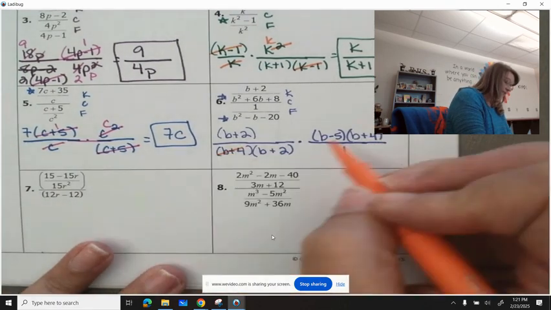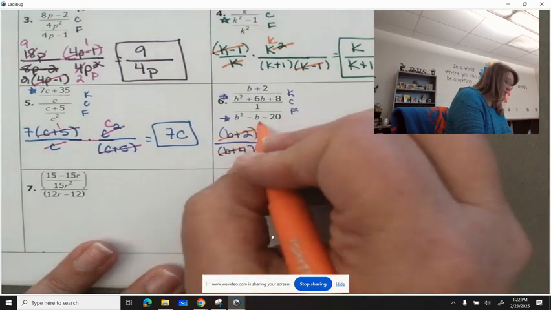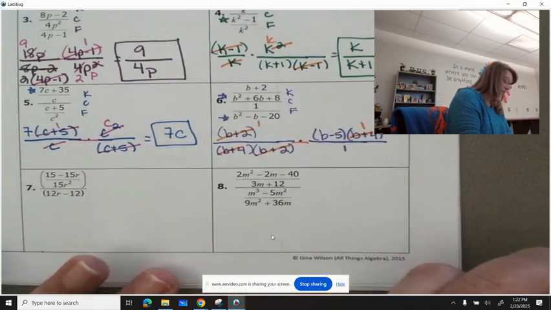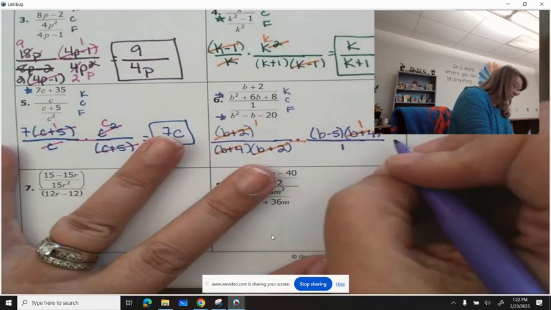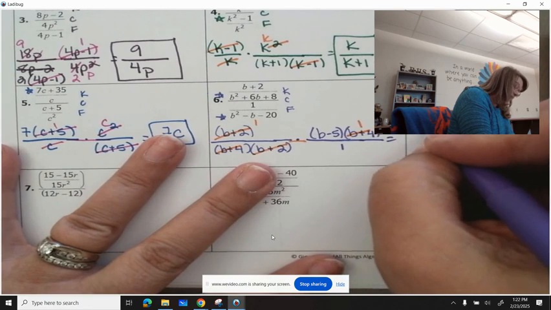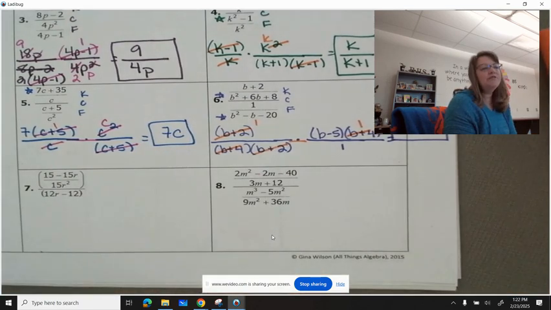So it looks to me like the b plus 4s can go to a 1 and the b plus 2s can go to a 1. This is already a 1 down here. Looks like all I have left in the whole thing is the b minus 5. So b minus 5 is all I have left. And you can put it in parentheses if you want. If you don't want, that's okay too.